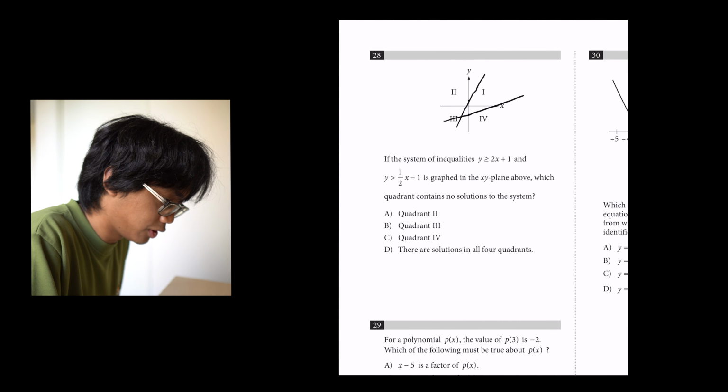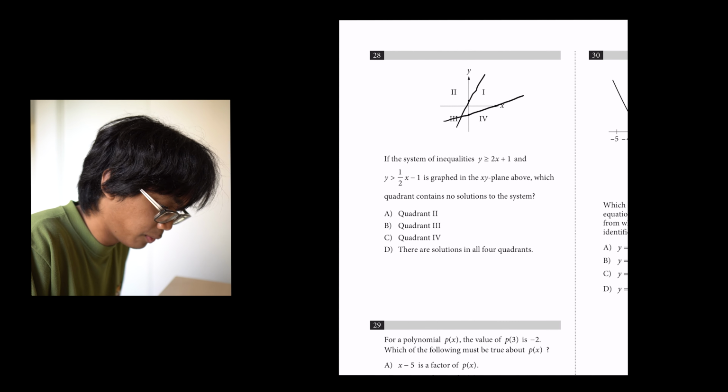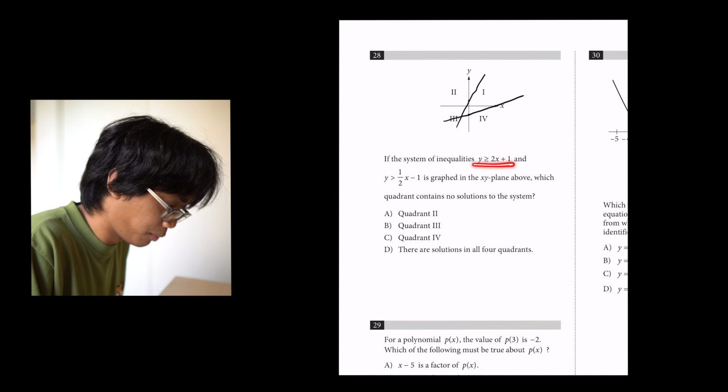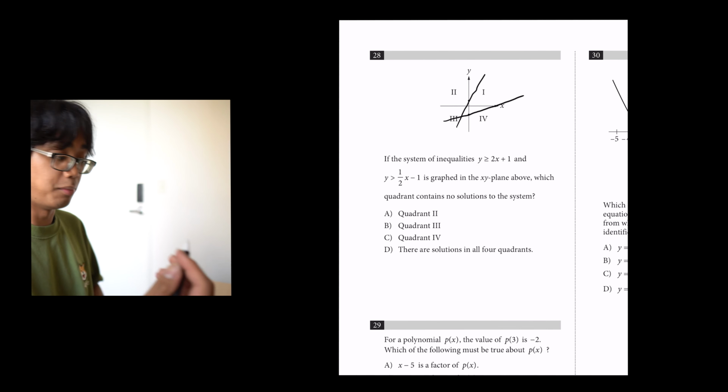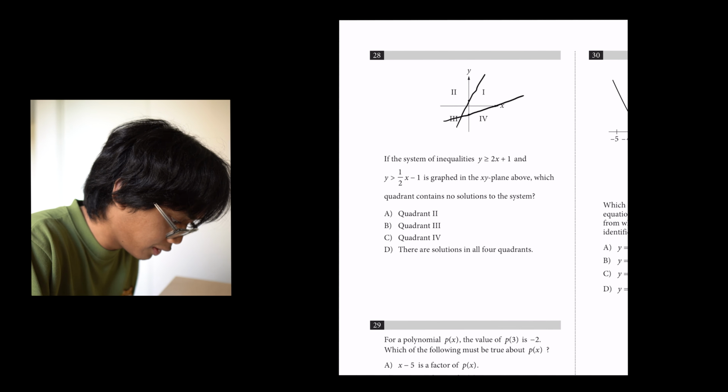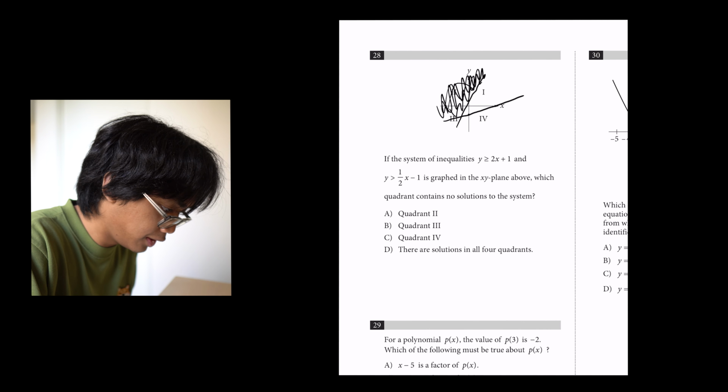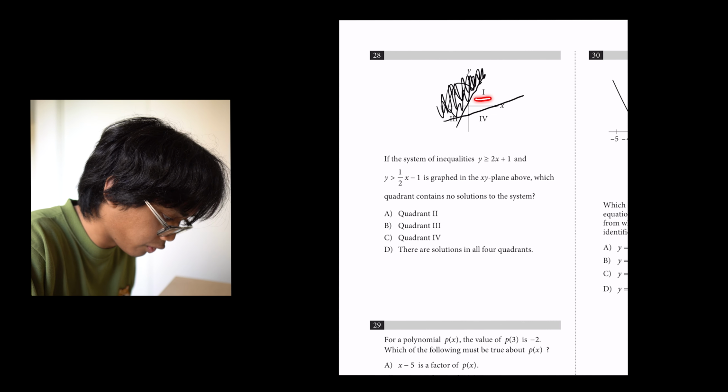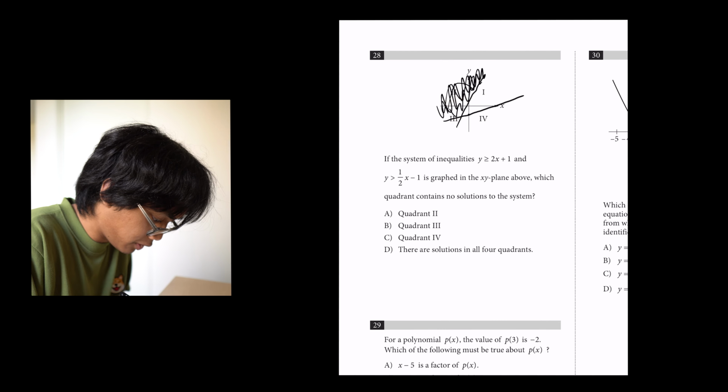So we want to find which quadrant has no solutions. Our solutions are where both of these are true. And since y is greater than both, we're really looking for above both lines, which is going to be this region here. And we see that it covers quadrants 1, 2, and 3, but not 4. So it's answer choice C.